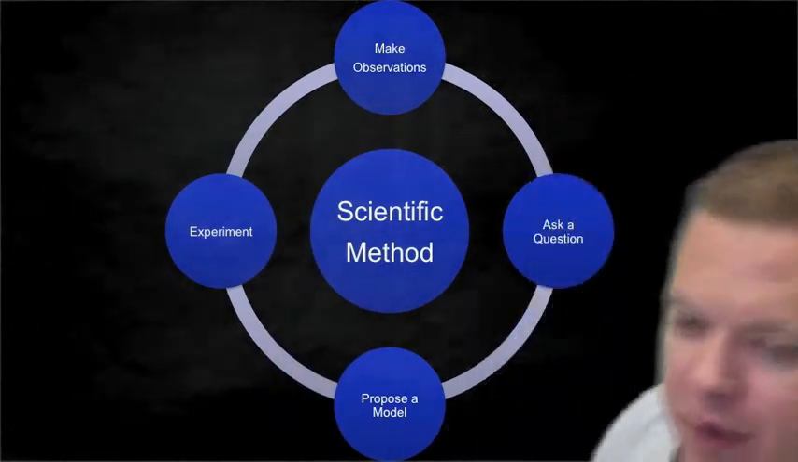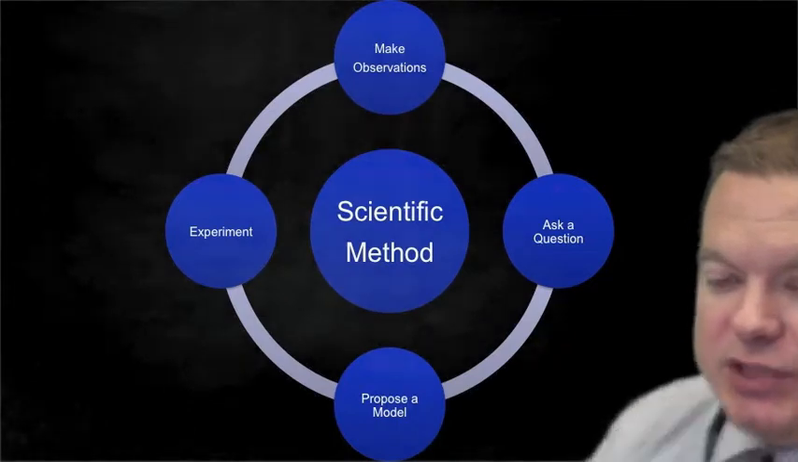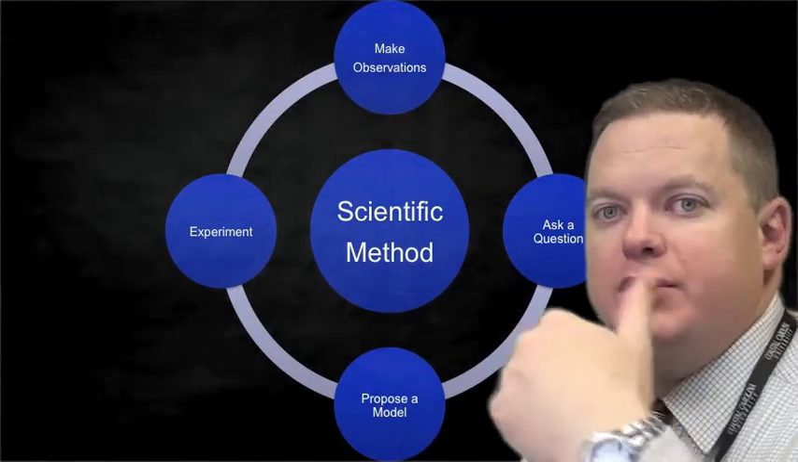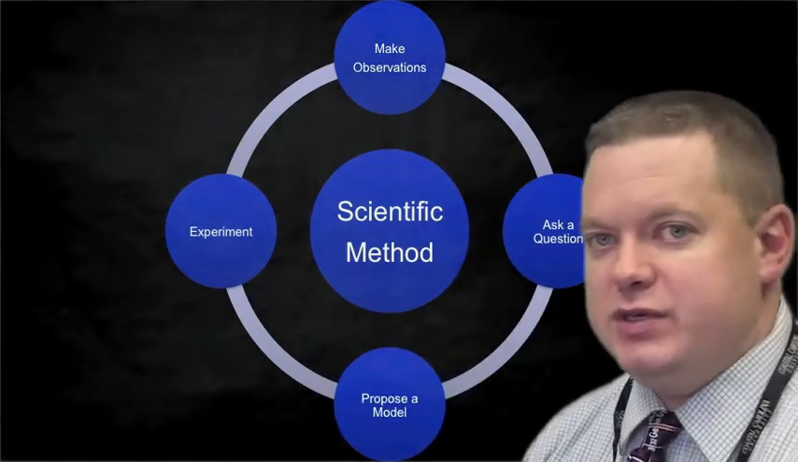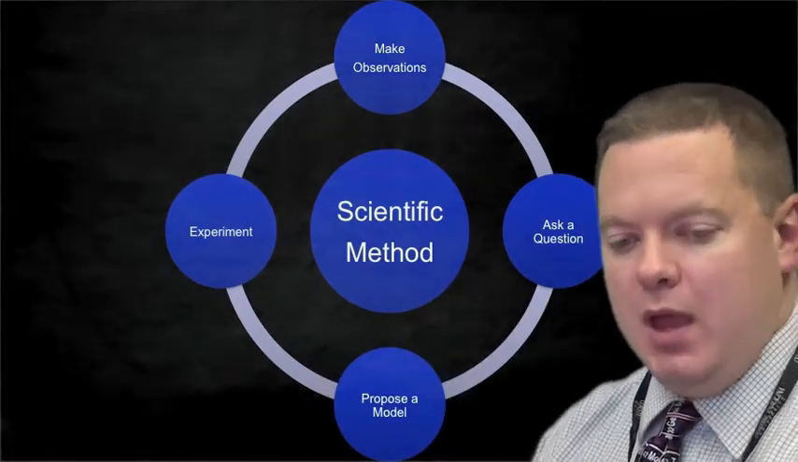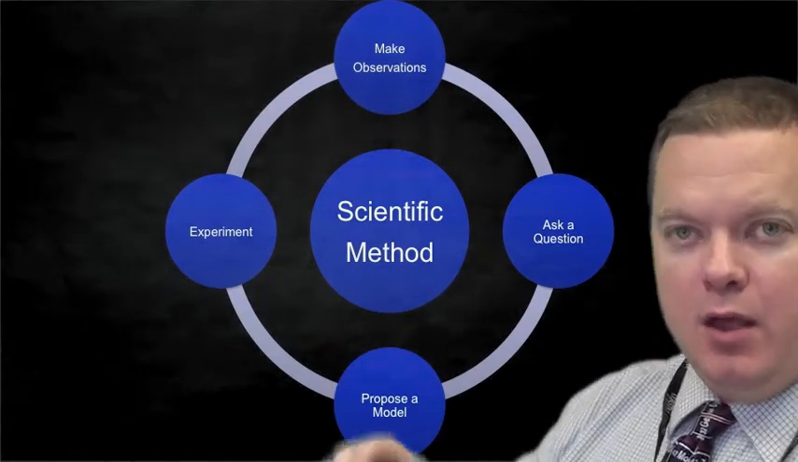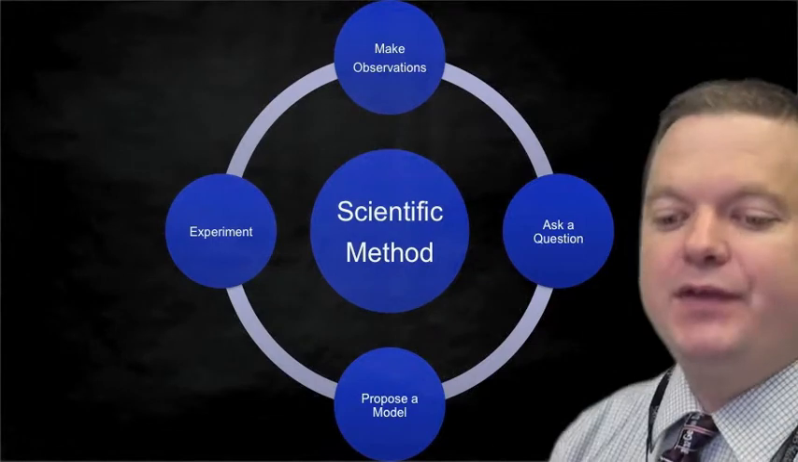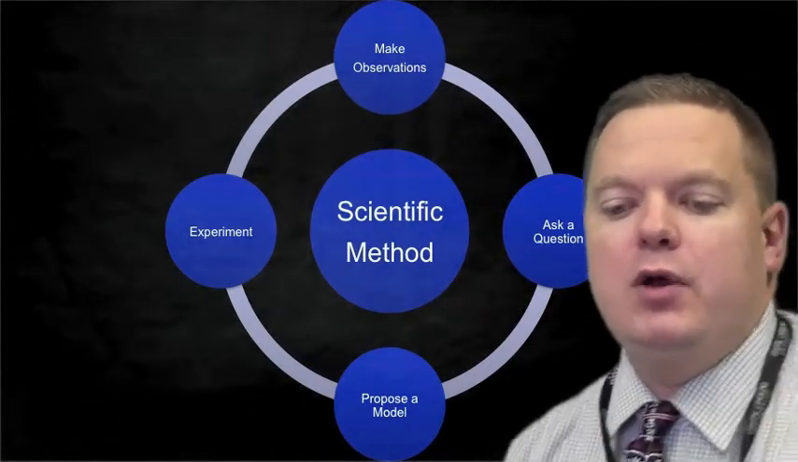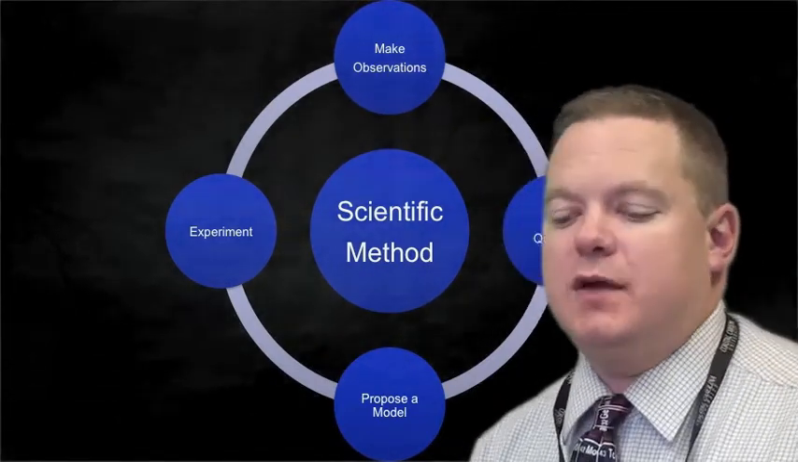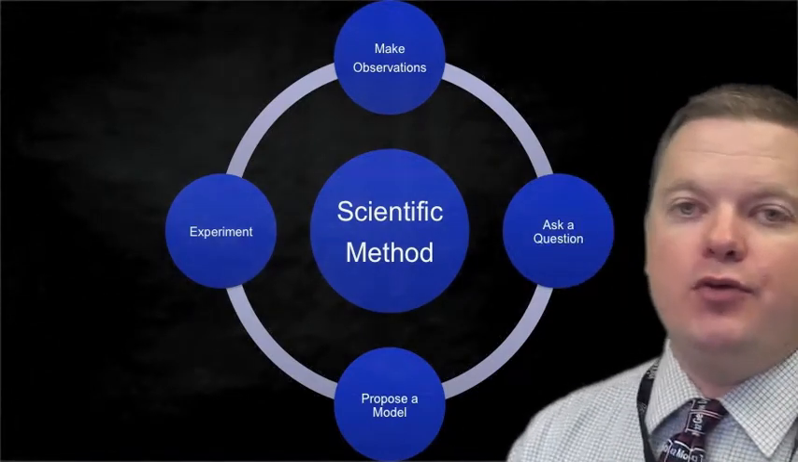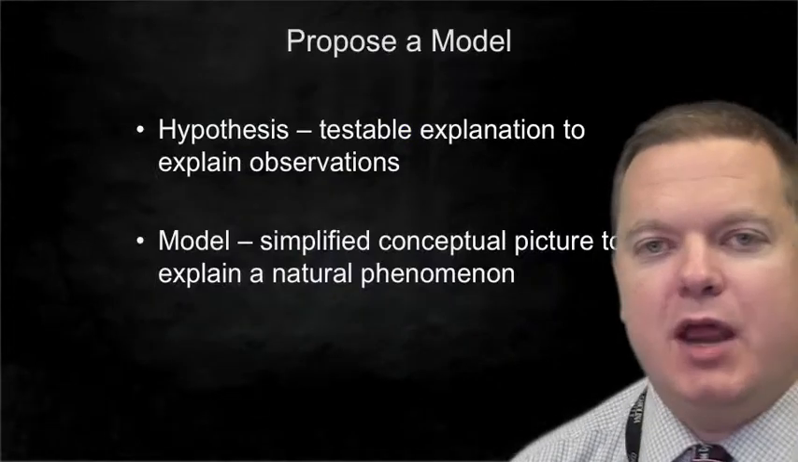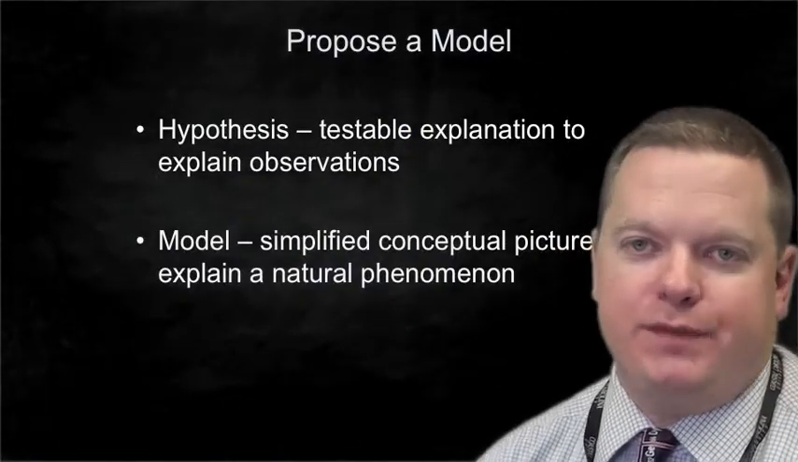Right? The next thing we're going to do is we're going to experiment. So we're going to take this model and we're going to apply it to the observations we see. We're going to test it, right? And see, during this experiment we're going to do some more observations and this cycle repeats. So say we do an observation, we ask ourselves a question. The first time we go through that, we're going to call this a hypothesis. Right? It's a testable explanation that explains our observations.